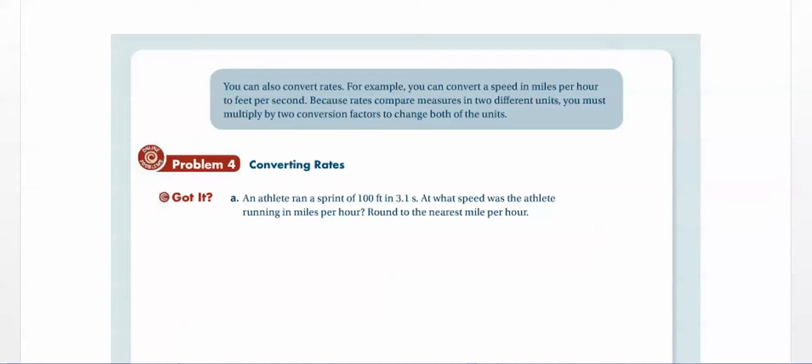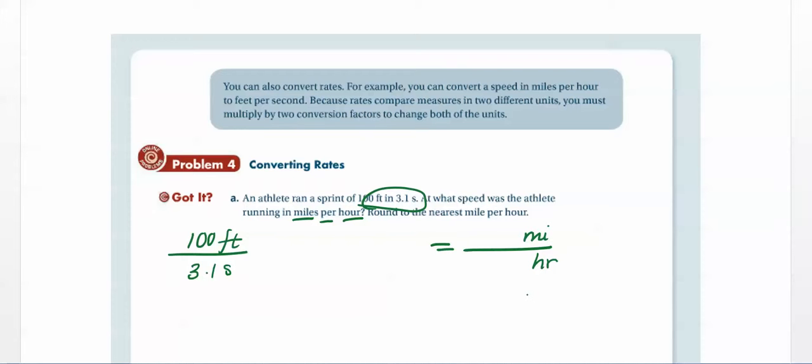So we have this rate of 100 feet in 3.1 seconds. We need to turn that into a different rate, and this time we want miles per hour. So something miles over something hours. And specifically, because we want miles per hour, that means that this has to be 1 hour down here. So it is a unit rate. So we have to turn feet into miles and seconds into hours.